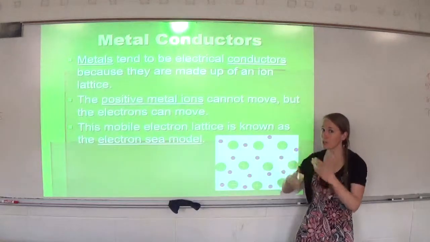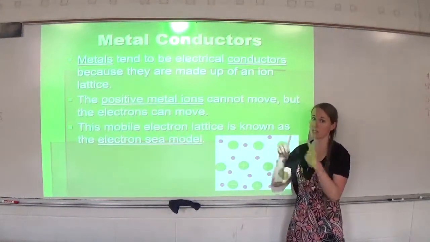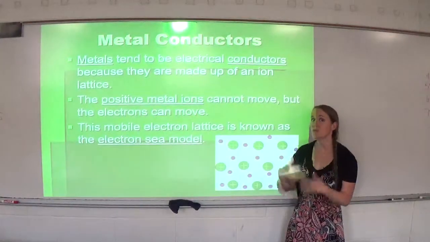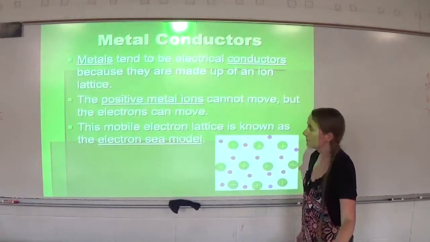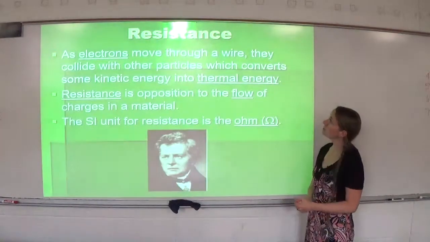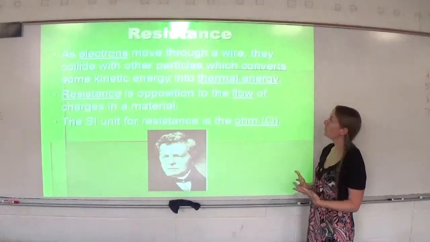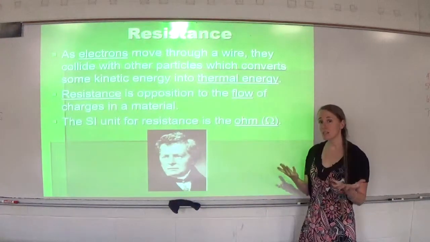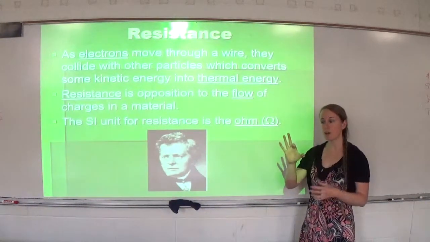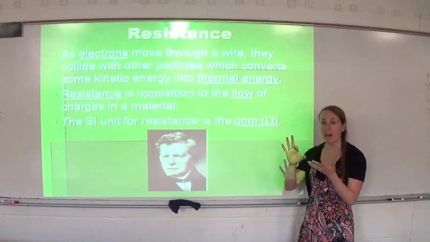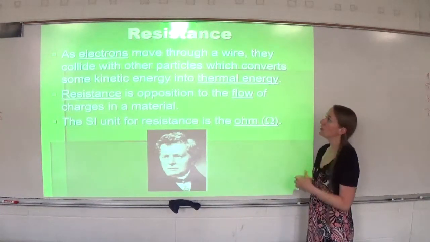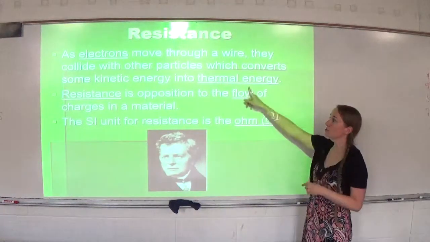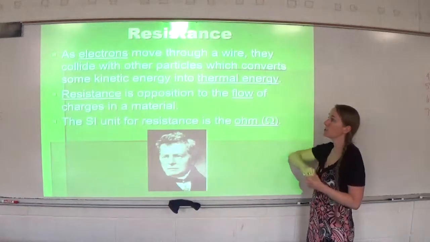And remember, what is flowing in electricity? Electrons. That's why we talk about the path of the electrons. As long as electrons can move, the material will be a conductor. As electrons move through a wire, they collide with other particles, which convert some kinetic energy into thermal energy. For example, if you hold two ends of a wire onto the terminals of a battery, you'll feel it heating up. Remember we've talked about friction and things like that creating thermal energy. Well, this would also create thermal energy.